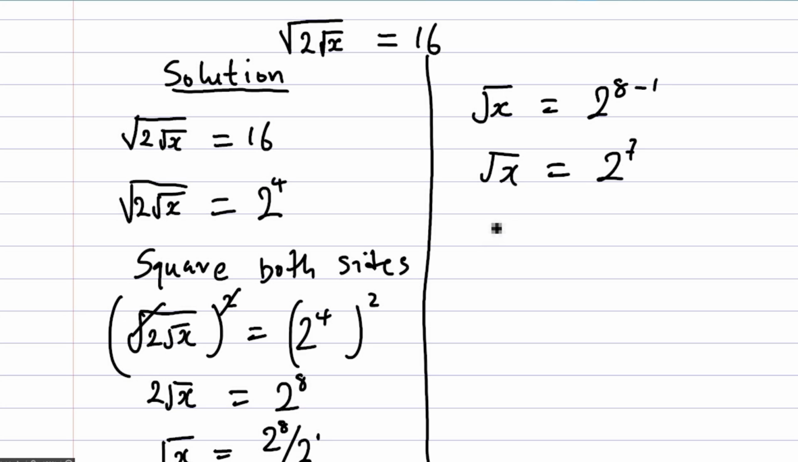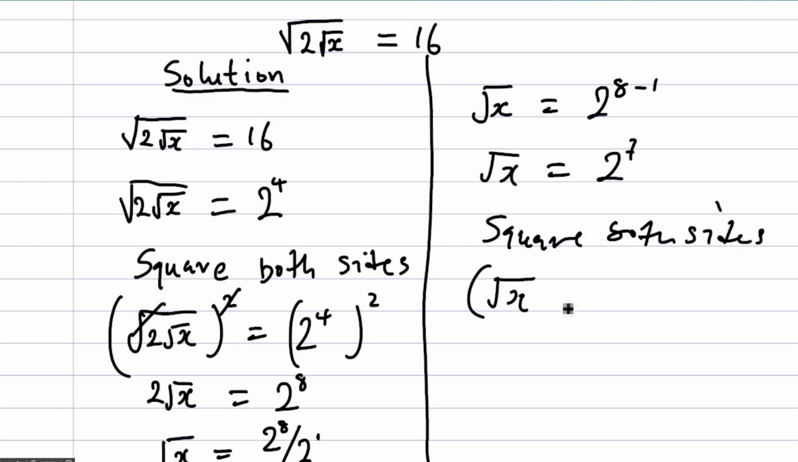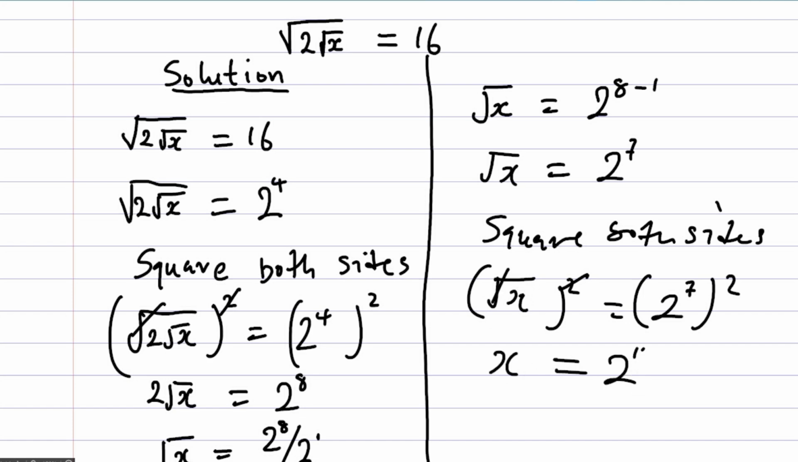If we square both sides again, the square root of x all squared will be equal to 2 raised to power 7, all squared. So this takes care of this, and my x is now equal to 2 raised to power 14. That is 7 times 2, making 2 raised to power 14. You see, this is very simple.